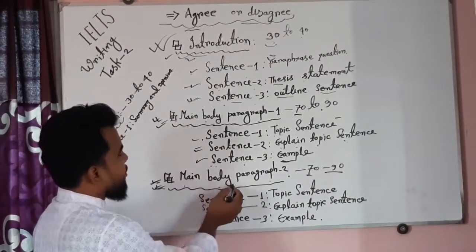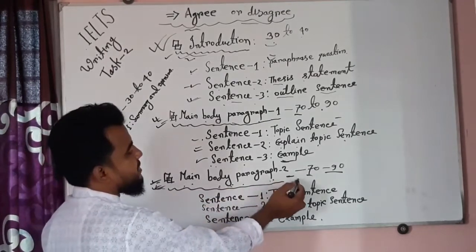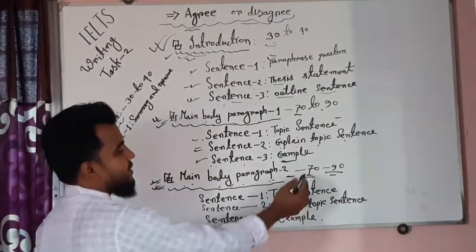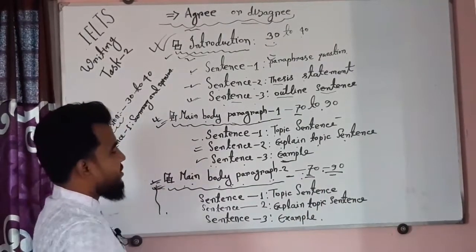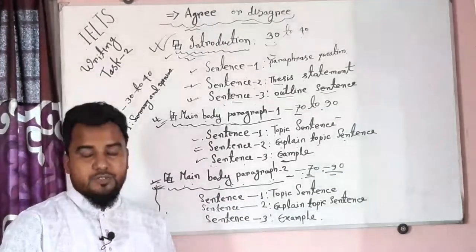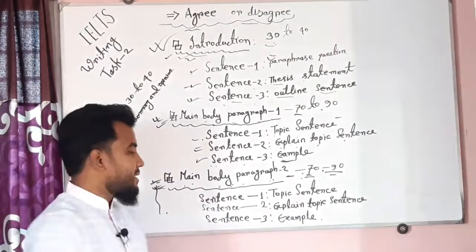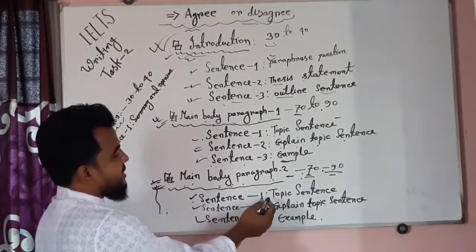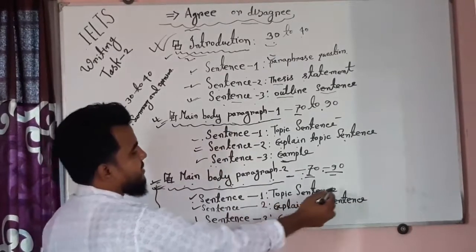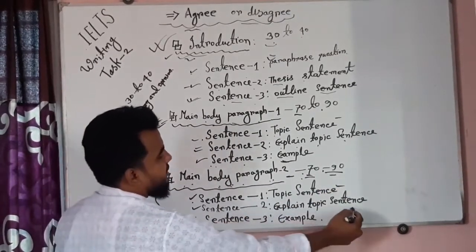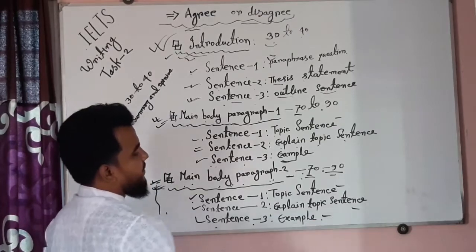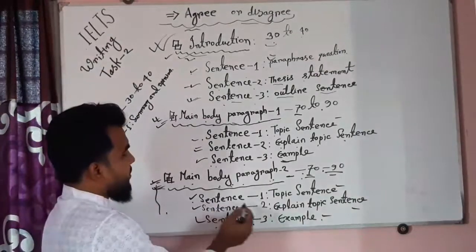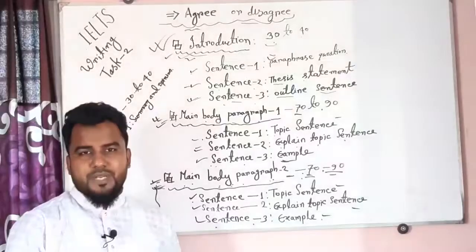Main body paragraph 2 will also be 70 to 90 words, and you have to write within this range. This section is divided into three sentences: sentence 1, sentence 2 and sentence 3. Just like main body paragraph 1, sentence 1 is the topic sentence, sentence 2 explains the topic sentence, and sentence 3 is the example. I am saying again that for sentence 1, the topic sentence, you have to write about the topic. What is the topic?